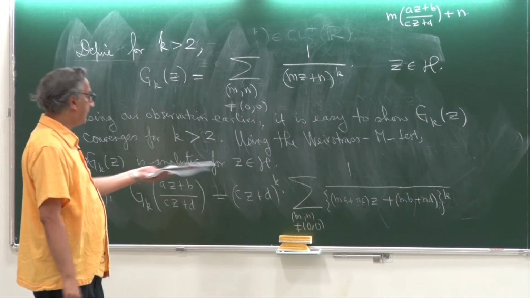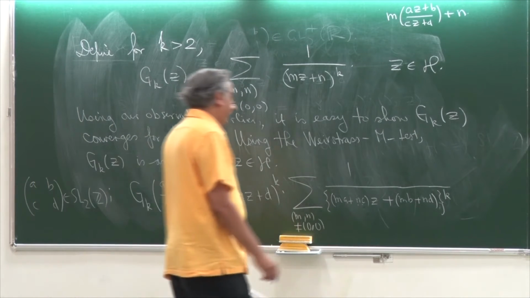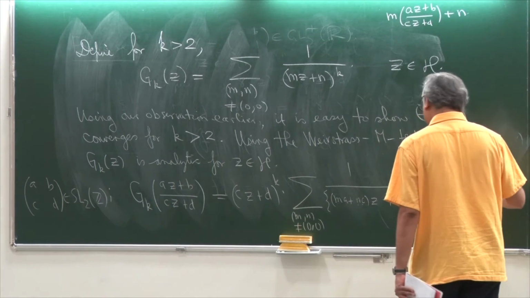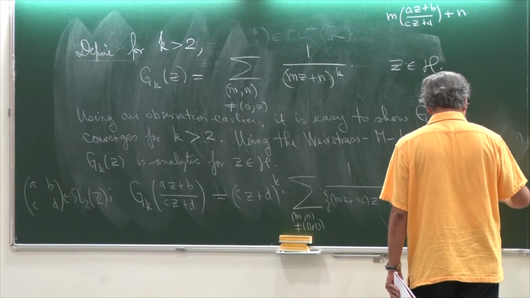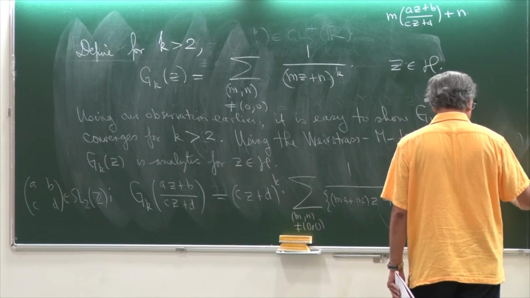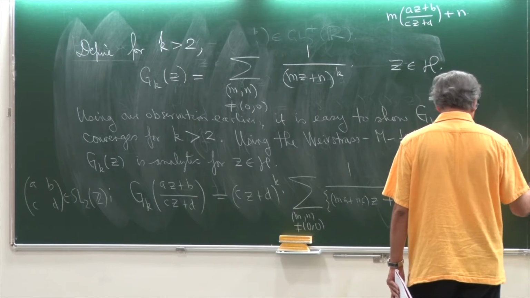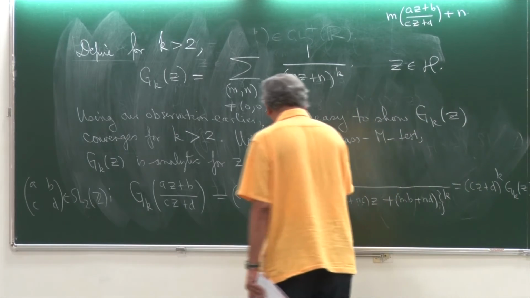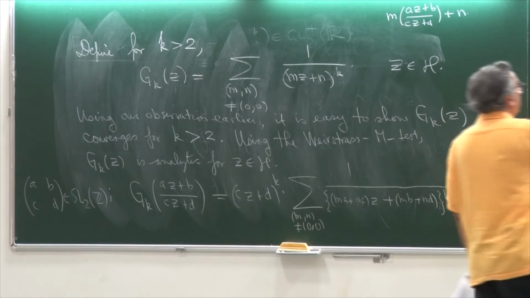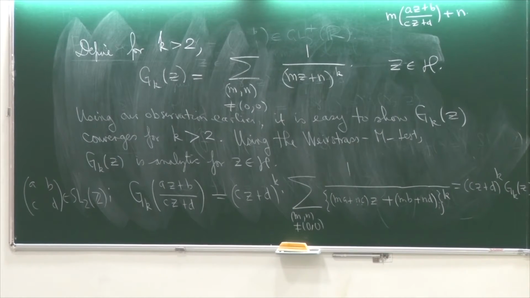So here's an explicit construction for this. So this series now is equal to (cz plus d) to the power k times g_k of z. So indeed, we've constructed with our bare hands modular forms of weight k.